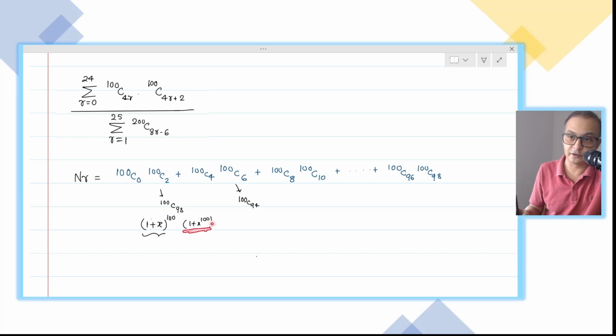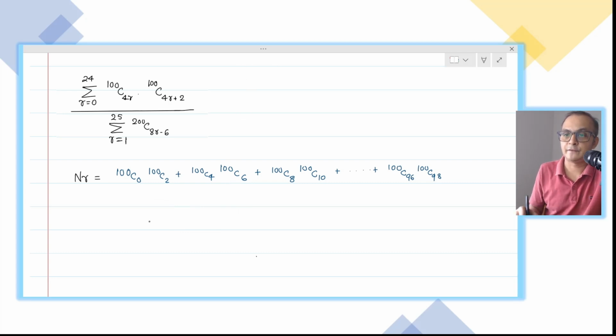They actually fell in the trap, and they write the answer as 200C98 for the numerator. But this is not the fact. And why it is so, let's try to understand this. So why is it not so?